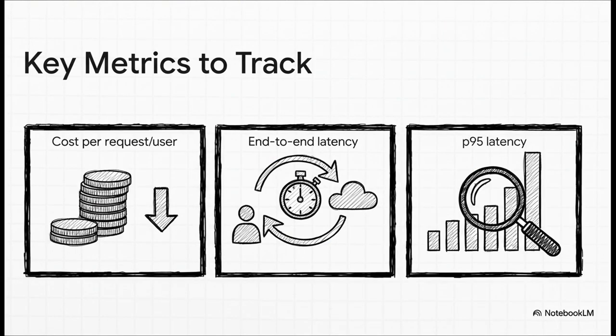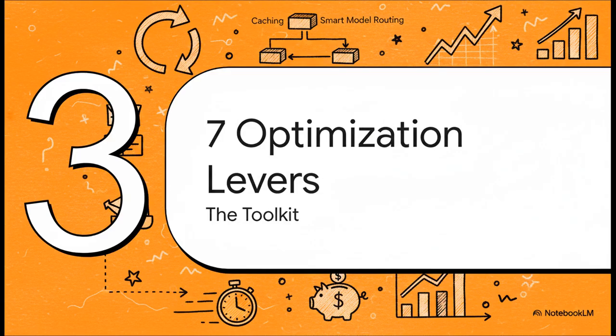Okay, so what exactly should you be tracking? First off, your cost per request, or even better, per user. Then, that end-to-end latency. How long does it really take for your user to get an answer? And this next one is crucial. You've got to monitor your P95 latency. See, the average can hide a lot of problems. The P95 tells you about the experience of your unhappiest 5% of users, and that's a much more honest measure of your real-world performance.